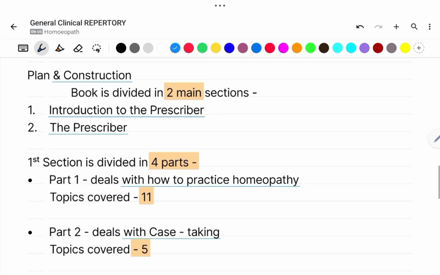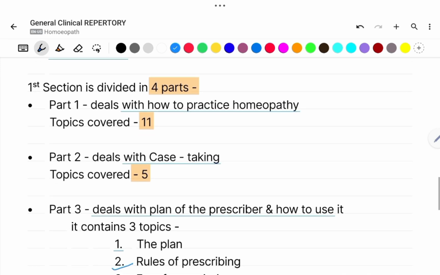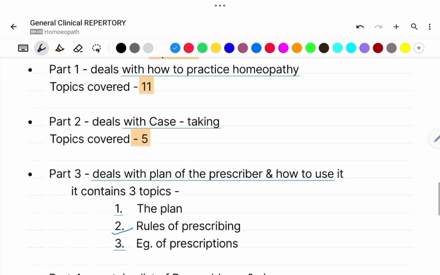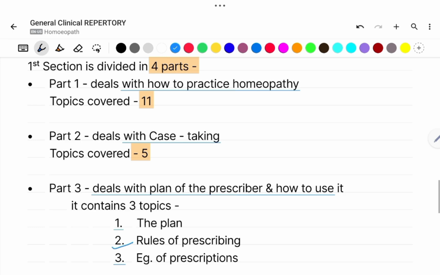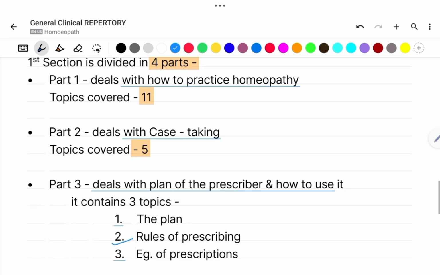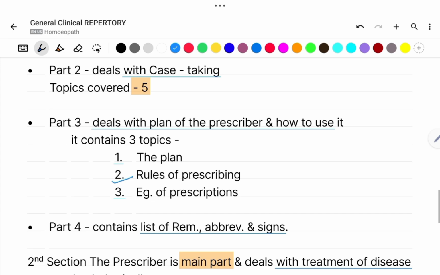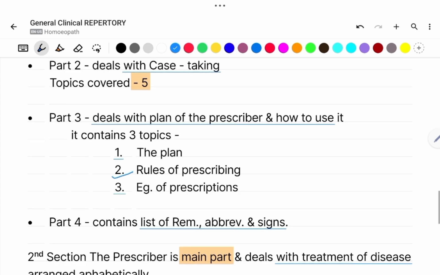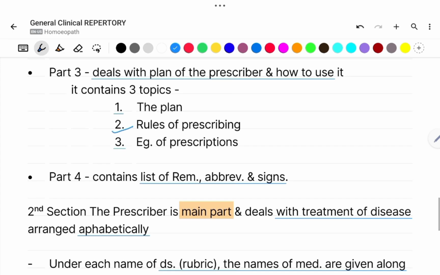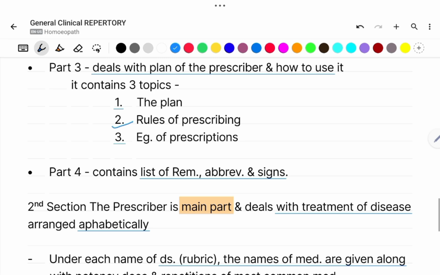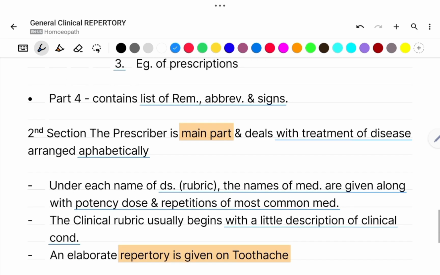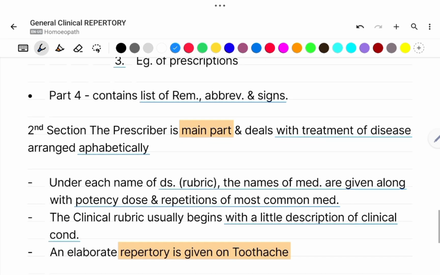It has two main sections. First section consists of 4 parts: Part 1, 2, 3 and 4. First part tells about how to practice homeopathy. Second deals with case taking. Third, plan of prescriber and how to use it. And the fourth part consists of list of remedies, abbreviations and signs. The second section is the main part, which deals with the treatment of disease.